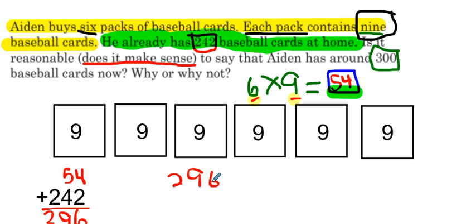Right? Is it reasonable to say that he has around 300? Can we round this number to the nearest 100? Right? And with that, give us a number close. I mean, will that round to 300? Or is 296 close enough to 300?